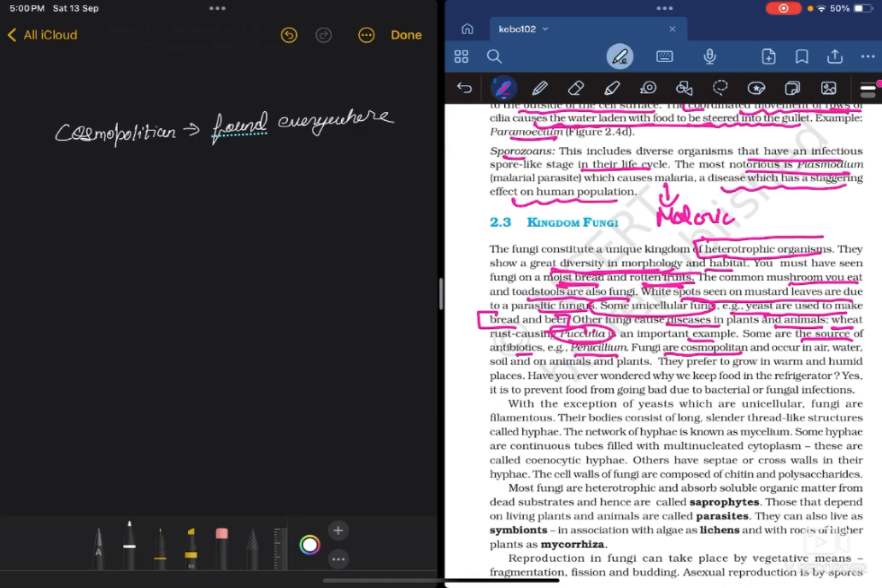Fungi prefer to grow in warm and humid places. This is an important line. Stroma.